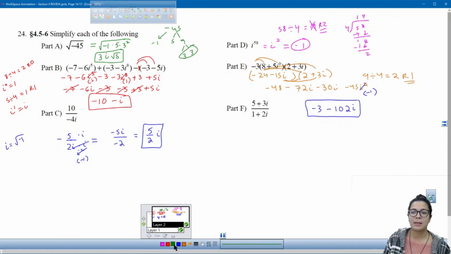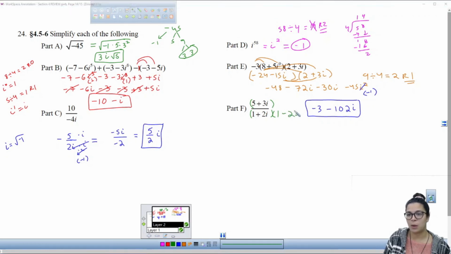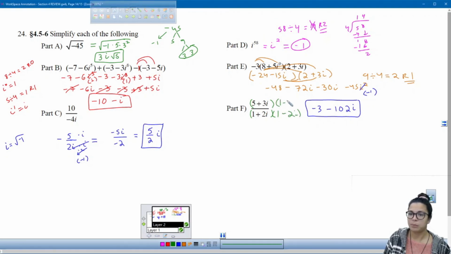All right. Last problem, part F on number 24. We have here a fraction, right? So we need to get rid of the i in the denominator. So I'm going to go ahead and multiply by the complex conjugate, 1 minus 2i.